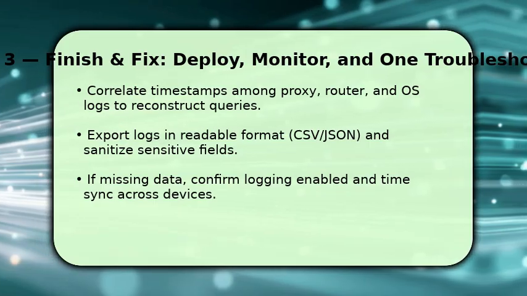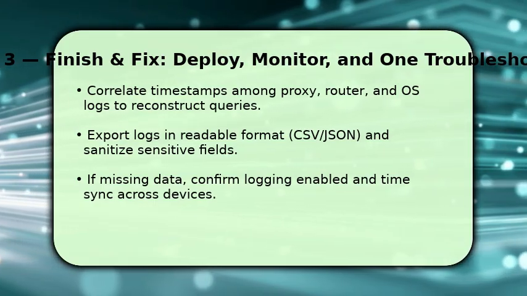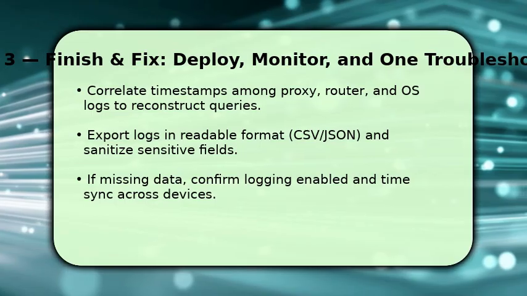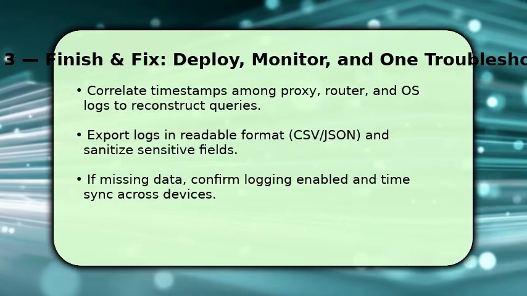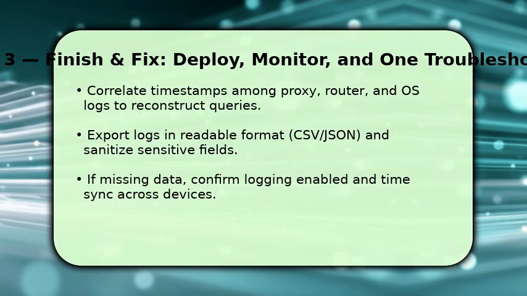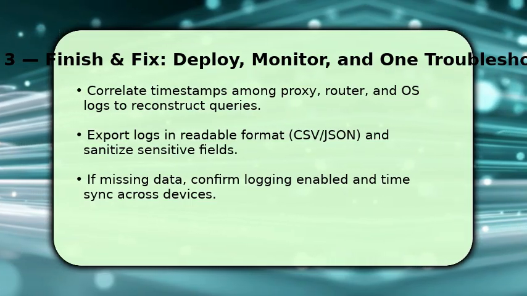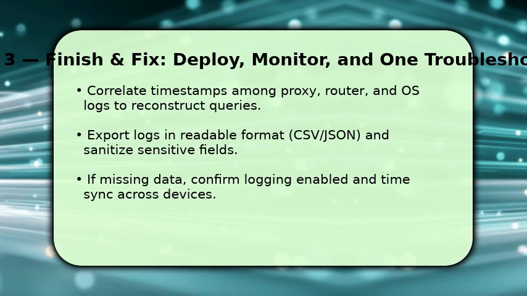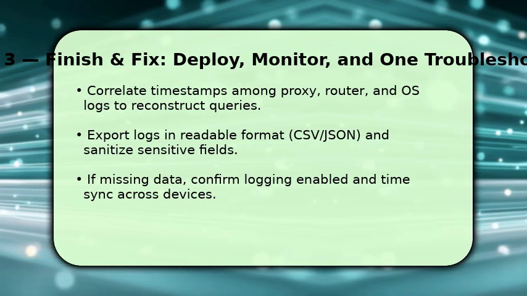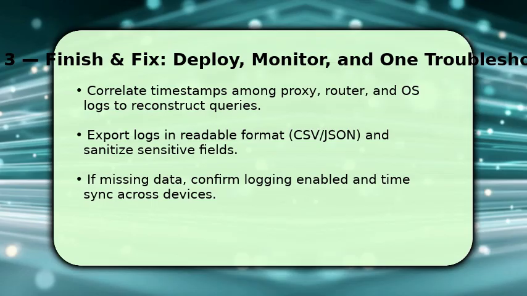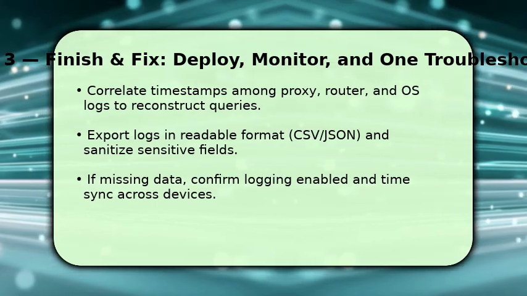Once correlated, export the data as CSV or JSON for review and remove unnecessary sensitive fields. If you can't find entries, make sure logging was active during the session, time zones matched, and no encrypted DNS or privacy features blocked logs. If issues persist, rerun the capture with explicit logging enabled, and test with a known search query.